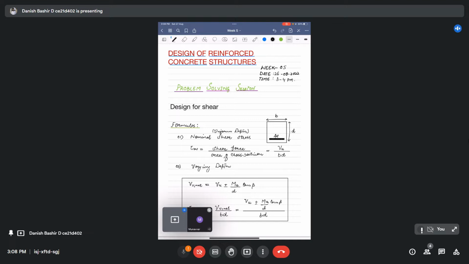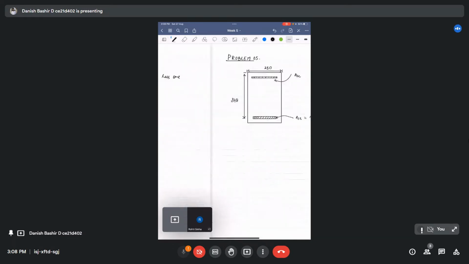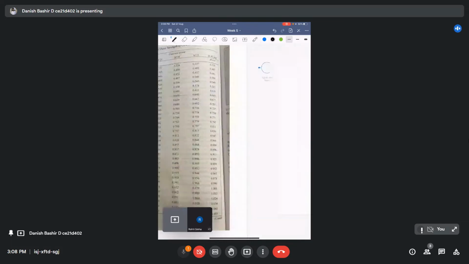So let me start. First, I want to give you a brief idea about what happens to our beam when it's subjected to loading, how shear stresses come in our beam, and how these are responsible for cracking of our beam. So let me make you a little bit understand about that.